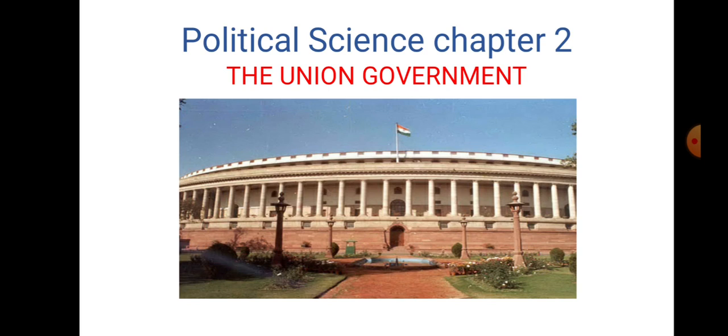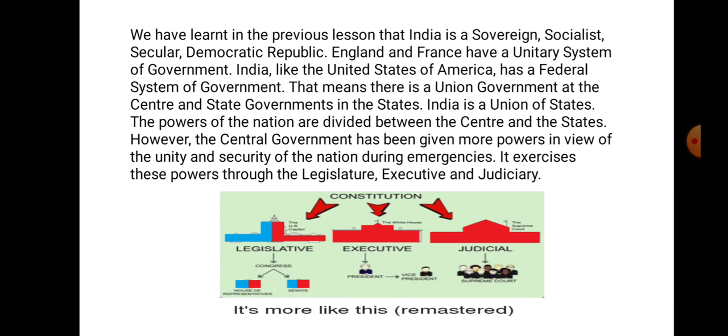Can you all recognize this beautiful building? Yes, you are right. This is the beautiful image of Indian Parliament, which is in our capital city, New Delhi. Today, let us learn about Union Government. We have learnt in the previous lesson that India is a sovereign, socialist, secular, democratic and a republican country.